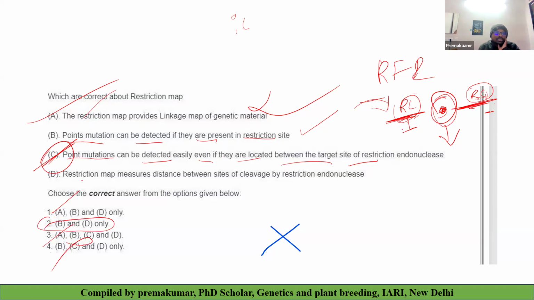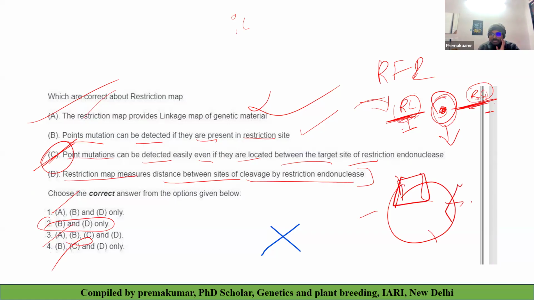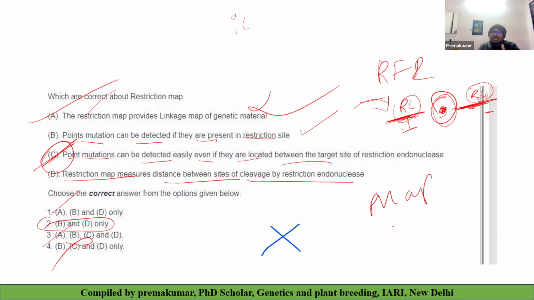This option is also wrong. Restriction map measures distance between the sites of cleaved restriction enzyme. Based on partial restriction, cutting happens from this base pair to this base pair, and from this base pair to this base pair. Your gene may be in this distance. Like this, we can create a restriction enzyme map by partial enzyme digestion. So one technique is there: how we can map the gene by restriction enzymes by partial digestion. When you treat the DNA with multiple restriction enzymes, we can create a physical map. Okay, understood this point?